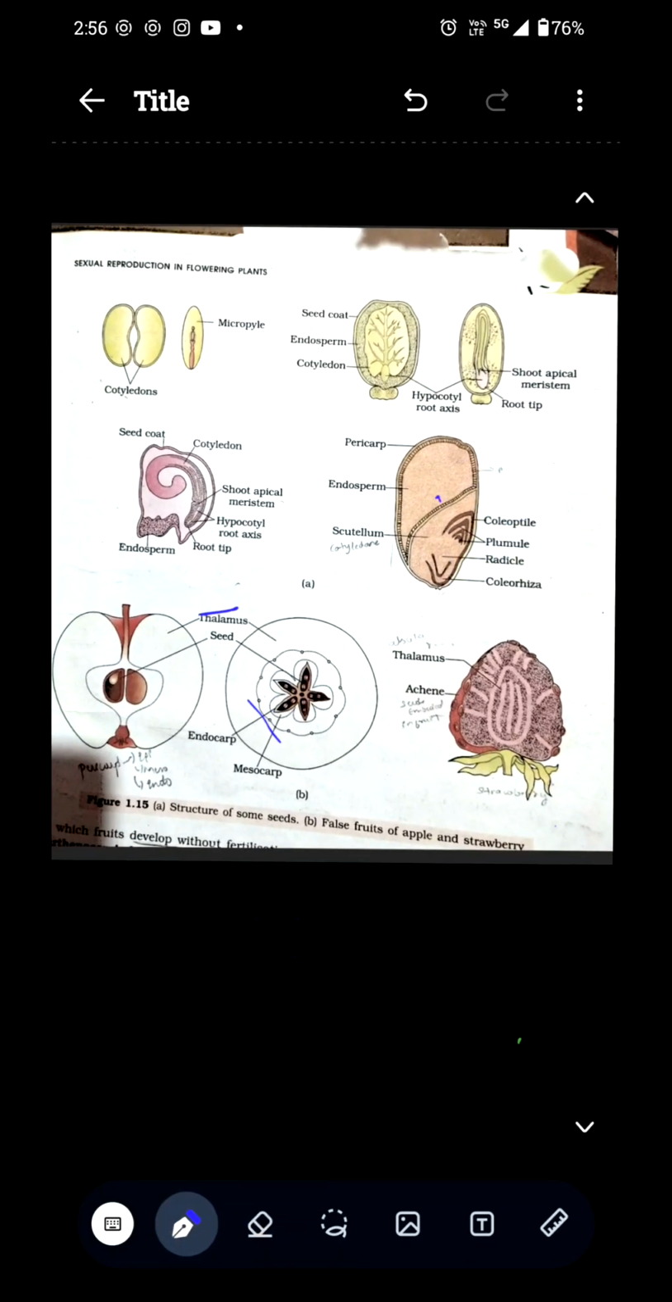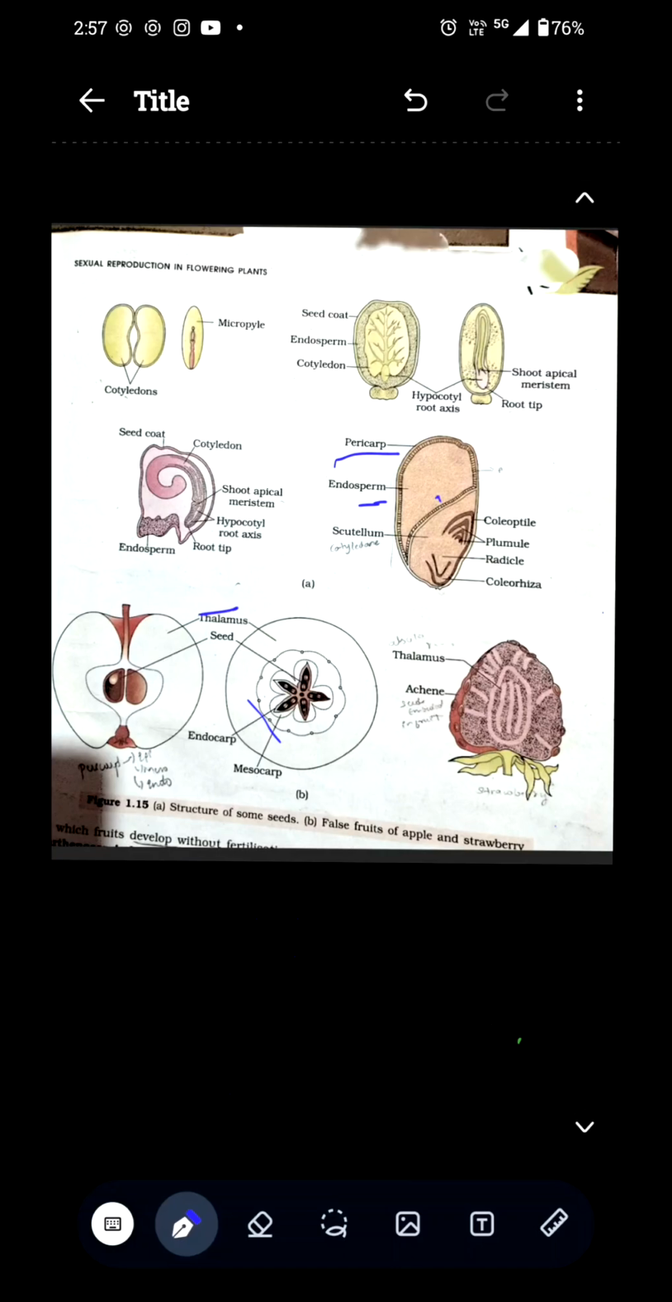Your plumule is covered by the coleoptile, P for plumule, P for coleoptile, whereas the radicle is covered by the coleorhiza, R for radicle, and R for coleorhiza. Remember like that. And then you have the scutellum, that is a monocot seed, and endosperm, obviously in a monocotyledon seed we can see the endosperm. And next we have the pericarp, that's nothing but a seed covering, that's it.